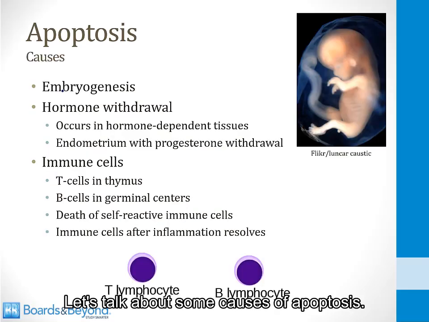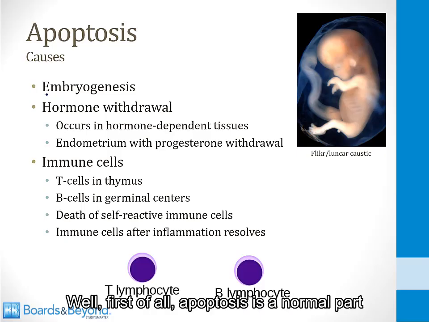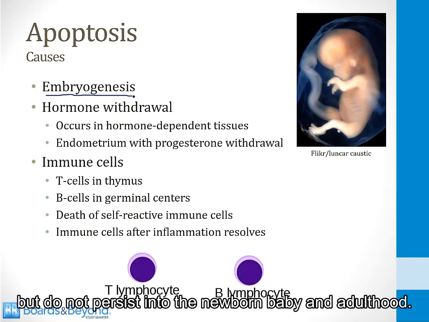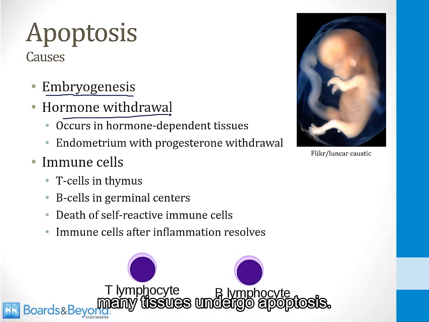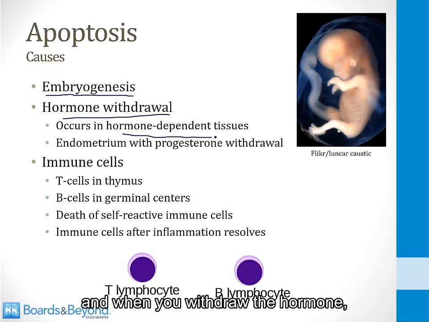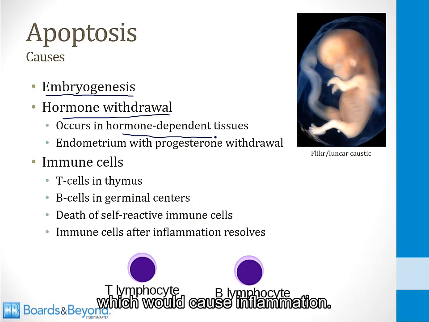Let's talk about some causes of apoptosis. Why would a cell undergo apoptosis? Well, first of all, apoptosis is a normal part of embryogenesis. Many cells develop in the embryo but do not persist into the newborn baby and adulthood. This is part of the normal development of the fetus. When hormones are withdrawn, many tissues undergo apoptosis. There are many so-called hormone-dependent tissues, and when you withdraw the hormone, those cells die by apoptosis, which is much better than dying by necrosis, which would cause inflammation.